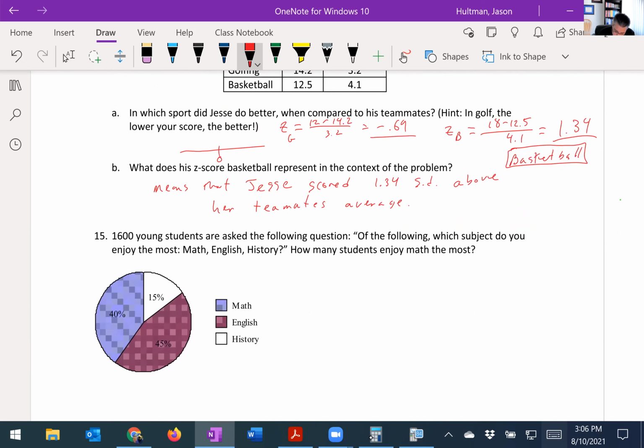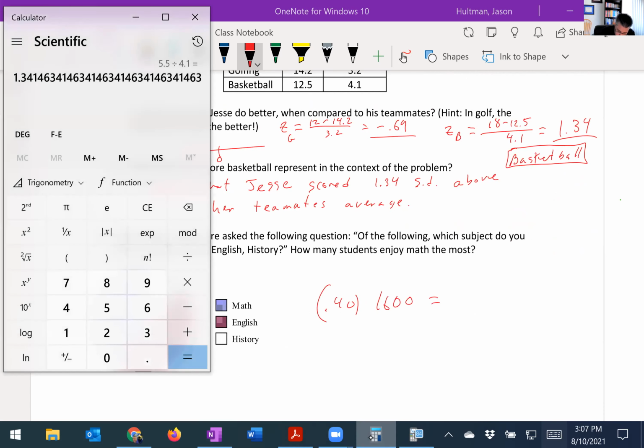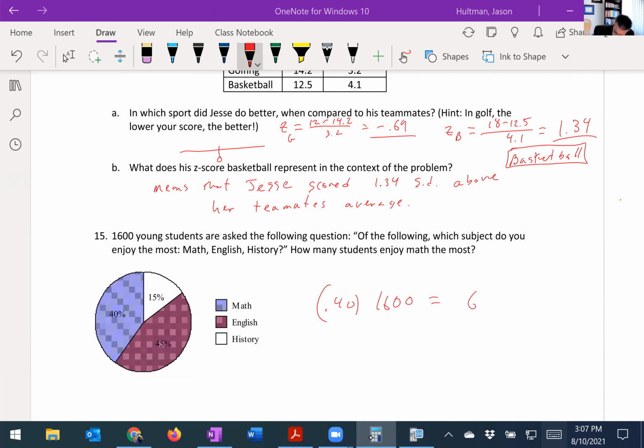Number 15. 1,600 young students are asked the following question. Of the following, which subject do you enjoy most? Math, English, or history? How many students enjoy math the most? We just need to know math is 40%, so we just need to do 40% of 1,600. Pretty easy calculation: 0.40 times 1,600 is 640 students.